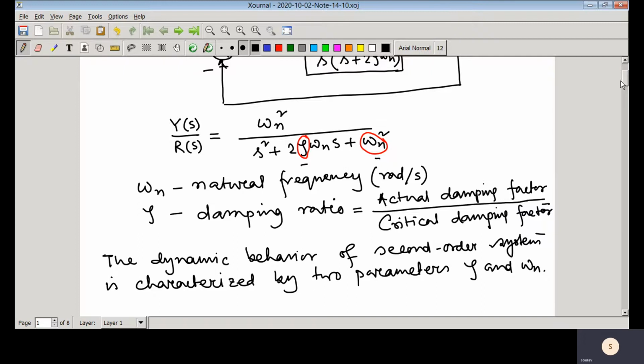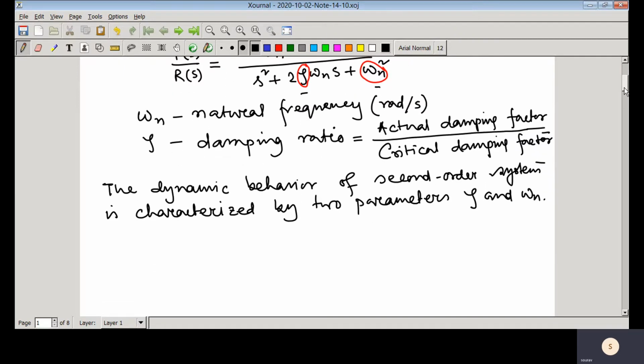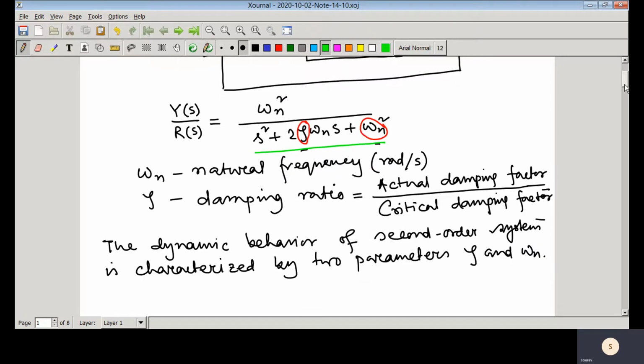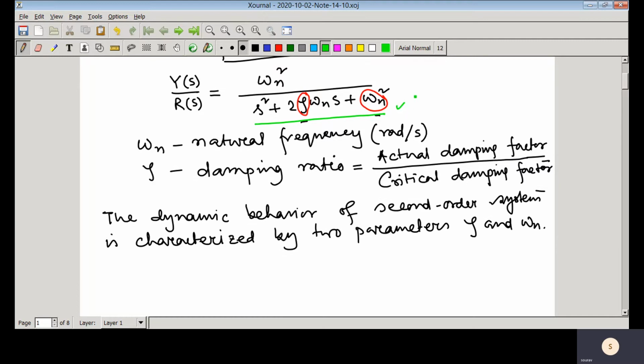So now if we find the characteristic equation of this particular closed loop system, we have already learned that if we write the denominator polynomial equal to 0, it gives the characteristic equation. So that is the characteristic equation: s square plus twice zeta omega n s plus omega n square equal to 0.